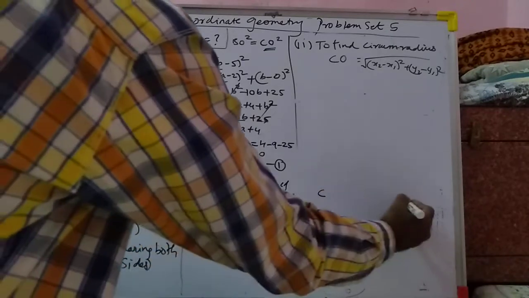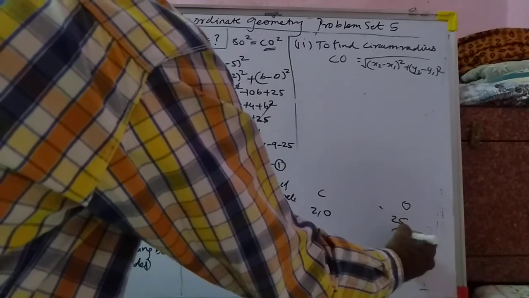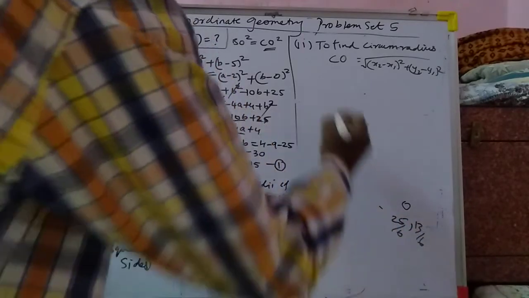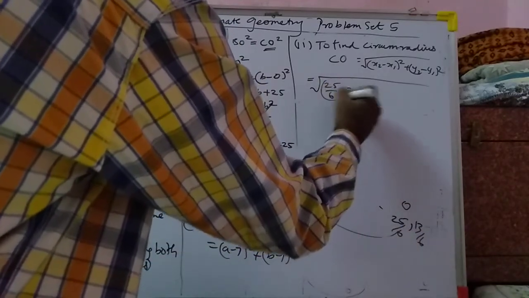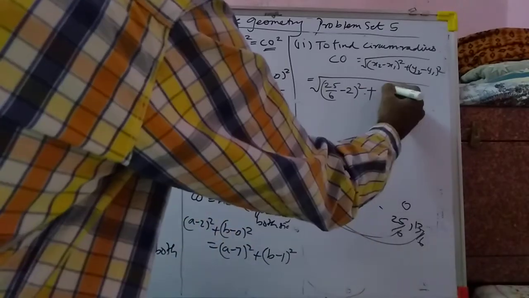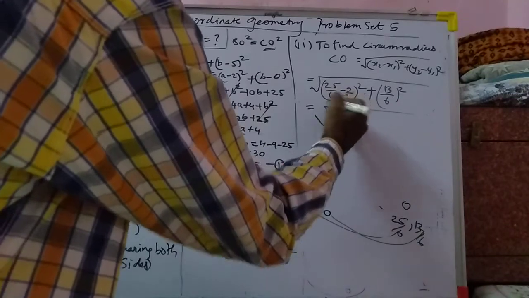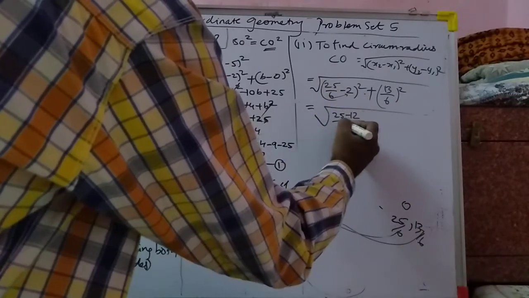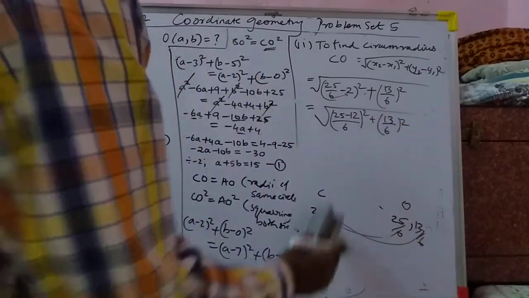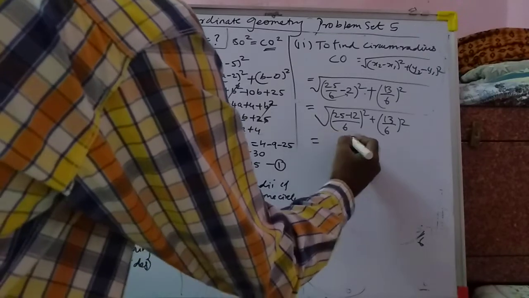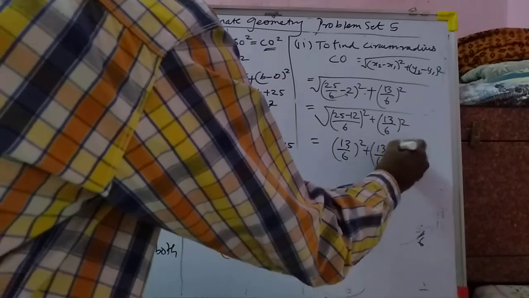Now we have the C and O. C दिया है 2 and 0 and O is given 25/6, 13/6. That will become under root 25/6 minus 2 the whole square plus 13/6 the whole square. Okay, the 6 will go here. 25 minus 12/6 the whole square plus 13/6 the whole square. So that will become 13/6 the whole square plus 13/6 the whole square.